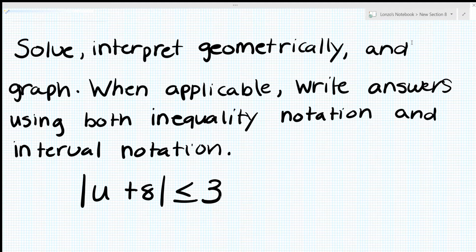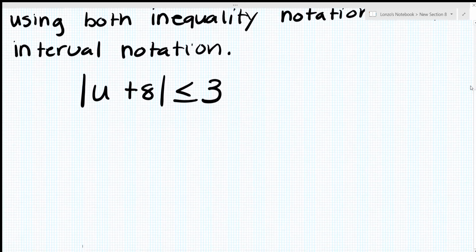Okay, so the problem says solve, interpret geometrically, and graph. When applicable, write answers using both inequality notation and interval notation. So we have to solve for u, and then we have to graph it, and then we have to put it in notation form. So let's solve. So this is a less than or equal to. So remember the rule for absolute value. Whenever you have a less than, it's going to connect. It's going to be an and problem. So let's break it into 2 problems.